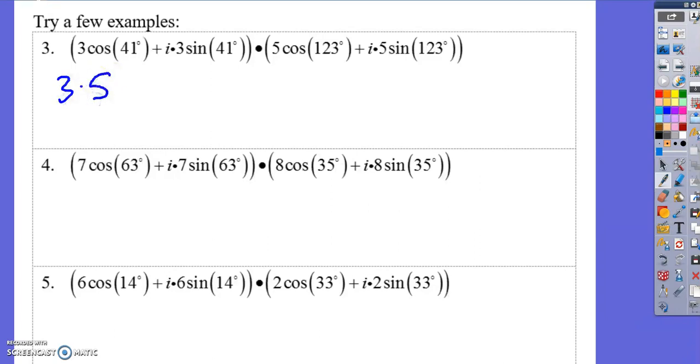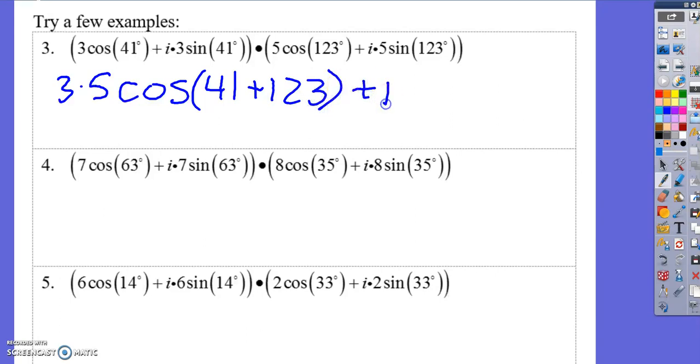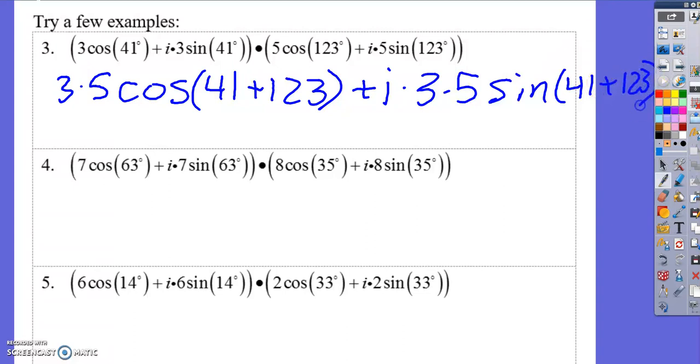Okay, that's our cosine of the first angle plus the second angle, plus I times 3 times 5 sine of the first angle plus the second angle. And this is running right off the page and you can barely see it, but we'll do our best. 1, 2, 3 plus 4. Anyway, close the parentheses.